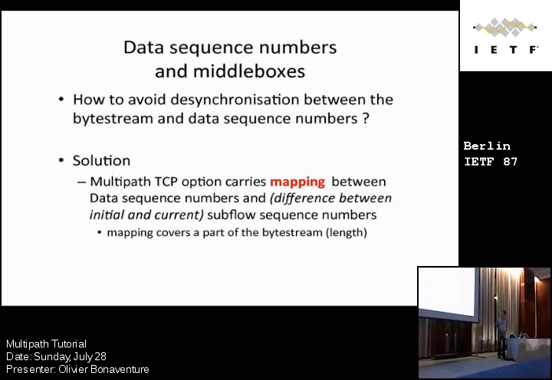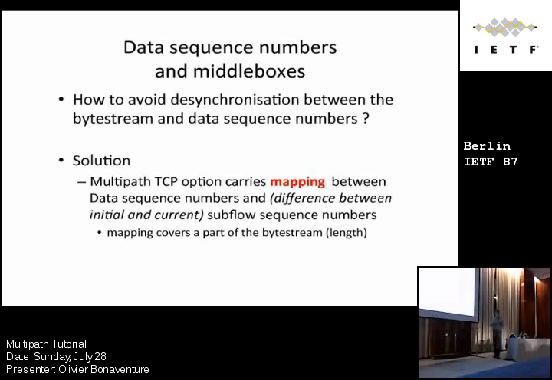the server? Well, the solution which is used and works in Multipath TCP is that the Multipath TCP option does not contain the data sequence numbers. But it was easy for me to explain with data sequence numbers. In reality, what you have inside the DSS option of Multipath TCP is a mapping between a data sequence number and the difference between the initial and the current subflow sequence numbers.